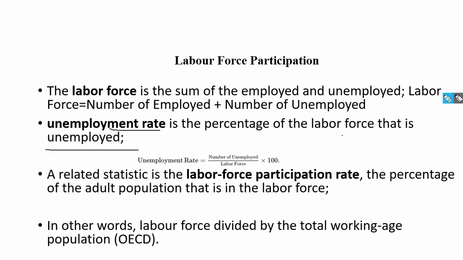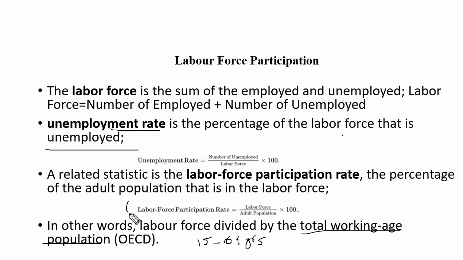So by adult population, we mean the total working age population, and it is referred to as 15 to 64 years. So 15 to 64 years is considered as the total working age population for the labor force. And the formula for this labor force participation rate is given here. This is the formula that we are looking for. It is nothing but the labor force divided by the adult population.